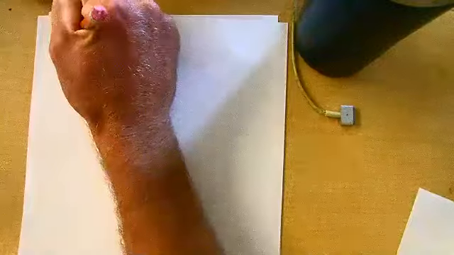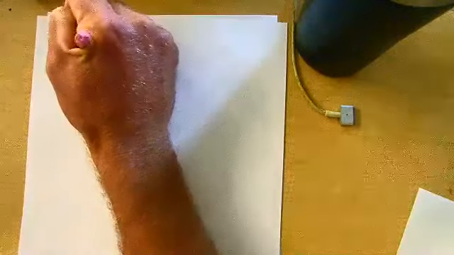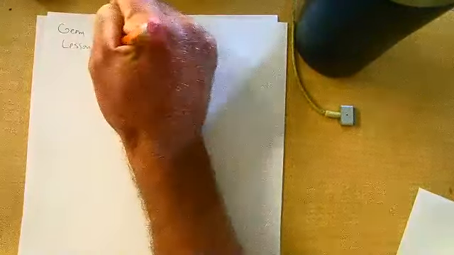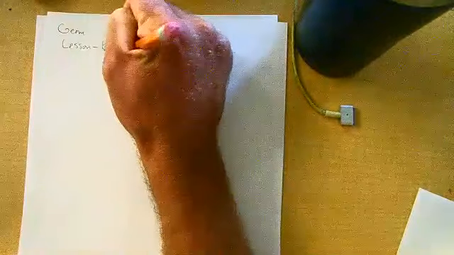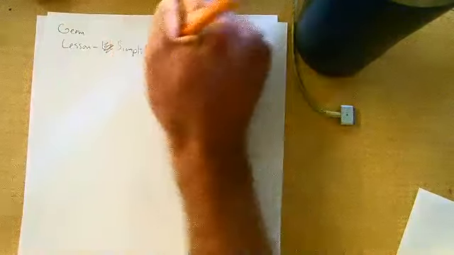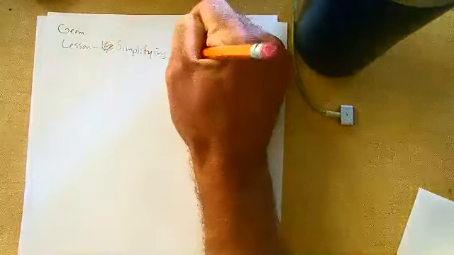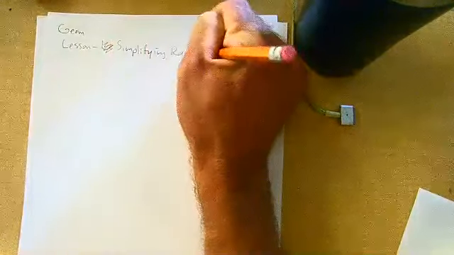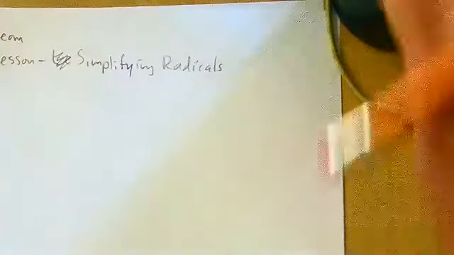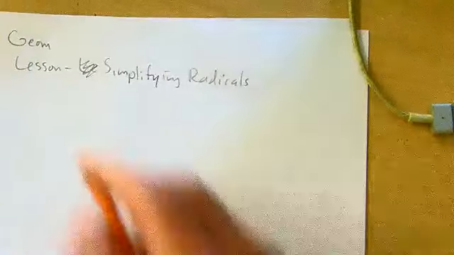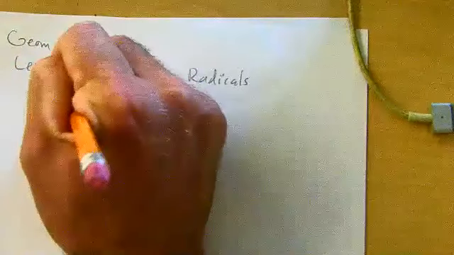All right, guys, lesson 7 is simplifying radicals. Radicals are square roots. You guys dealt with them last year in algebra. The thing you gotta know is what are perfect squares.